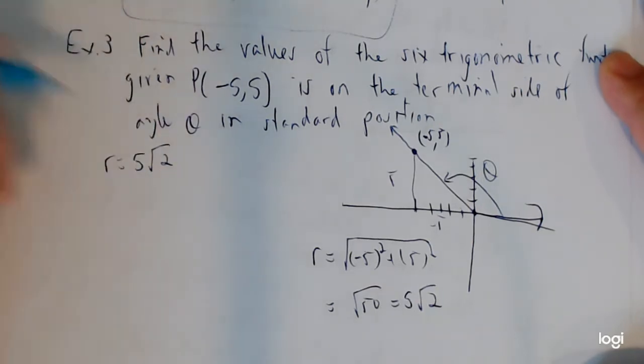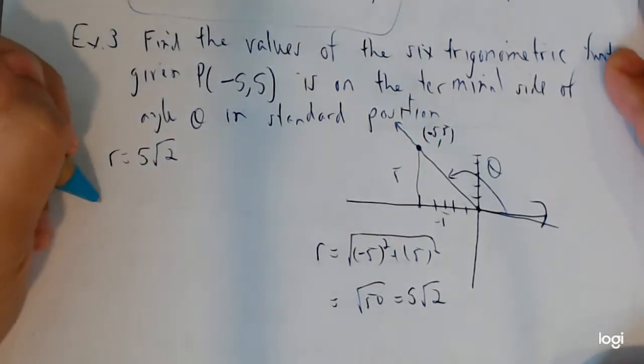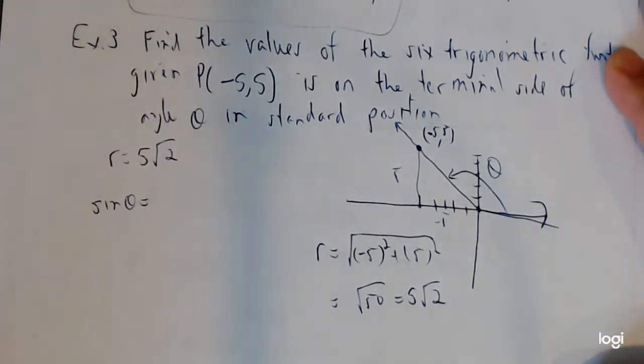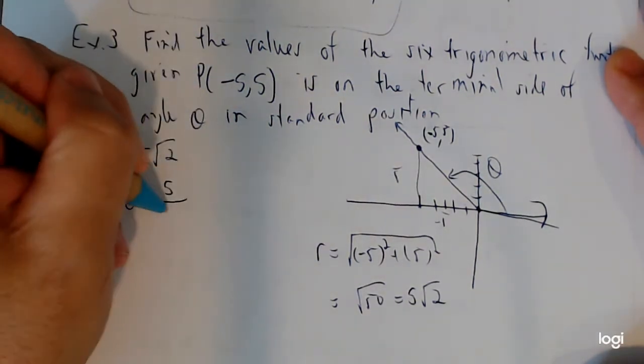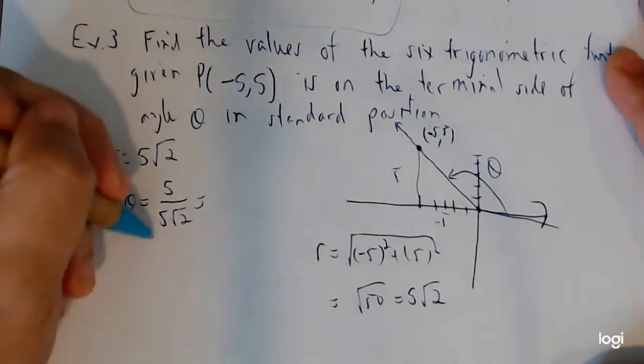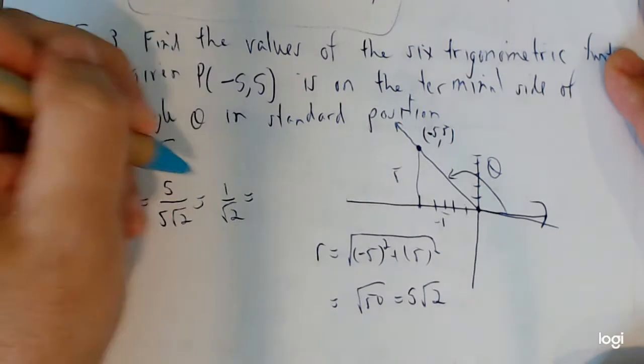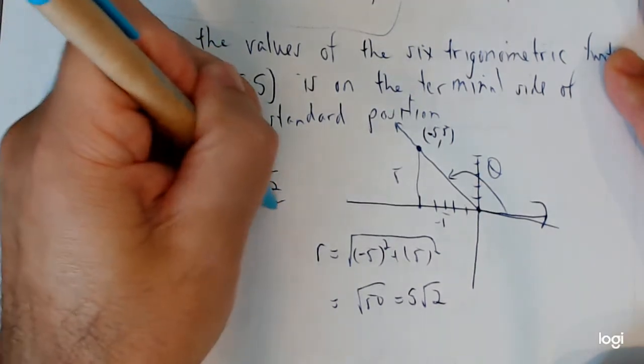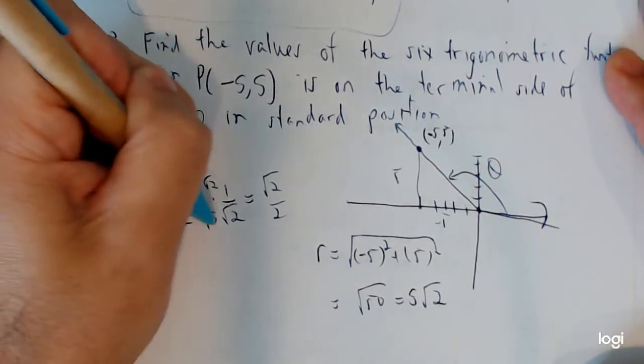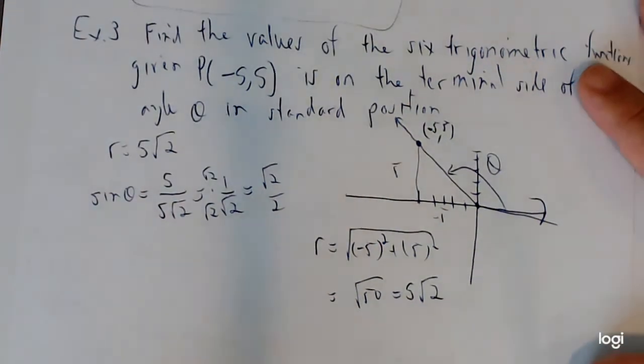Now that we have everything we need, we can answer the question. What would sine of theta be? Sine of theta is y over r, so y is 5. It'll be 5 over 5 rad 2, and the 5's cancel out. That becomes 1 over rad 2. Now to rationalize this, I multiply top and bottom by rad 2, and I get rad 2 over 2.